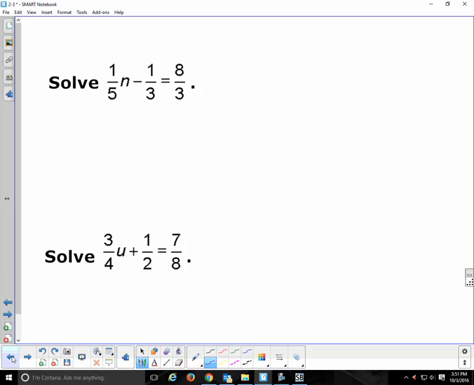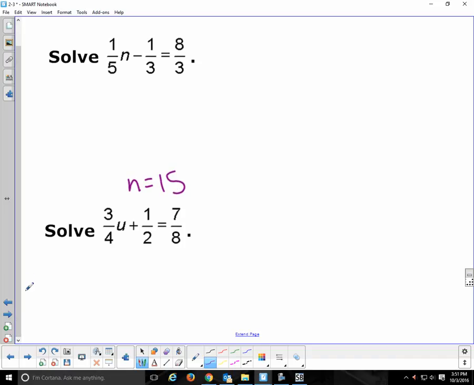I'm assuming you paused it. I'm assuming you tried it on your own. In this case, n is going to equal 15. And in the bottom one here, u, well, you're number 1. Way to go, everybody. You're number 1. So u does equal 1 in this case. And if you didn't get that, watch the linked videos, see how it's done.